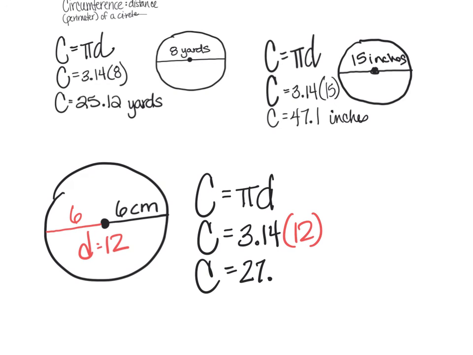And so what is the circumference of my circle? 37.68. And what am I measuring in? Centimeters. Okay? Pretty easy. So even if they don't give you the diameter, they have to give you either the diameter or the radius. If they give you the radius, then you just double it. Are we good so far?